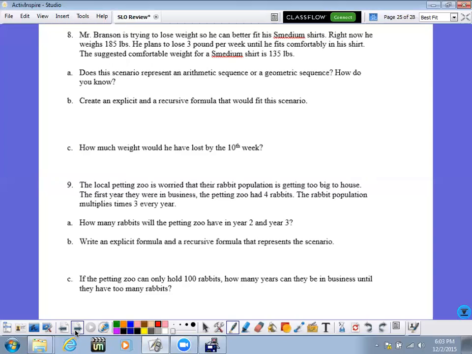So he's losing 3 pounds per week. So that's a constant difference. So it's arithmetic. I know because it's a constant difference of 3 pounds per week.